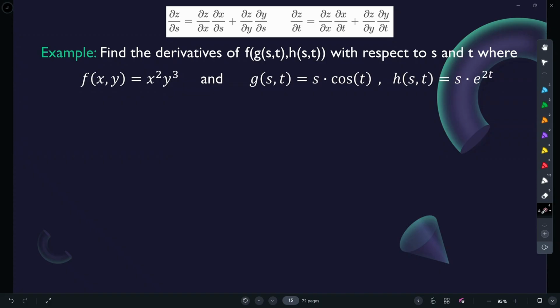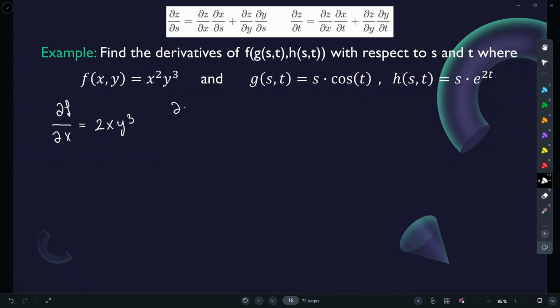All right, so let's start. Let's do things a little bit systematically. So let's find the derivatives of f first. The derivative of f with respect to x, it's just x squared times a constant, because now y is a constant for me. So this is 2x times that constant. So this is 2x y cubed.